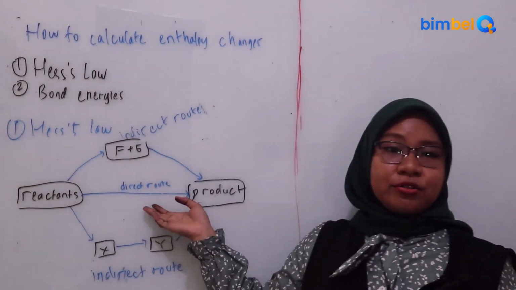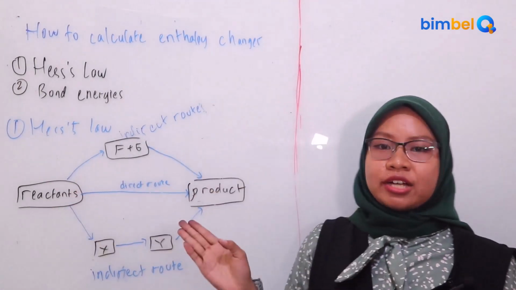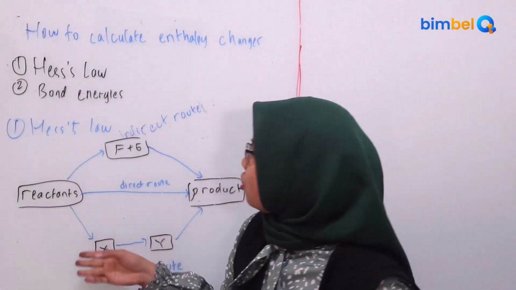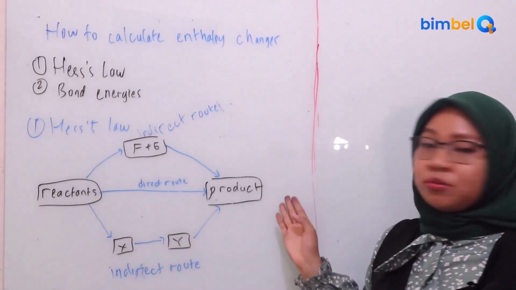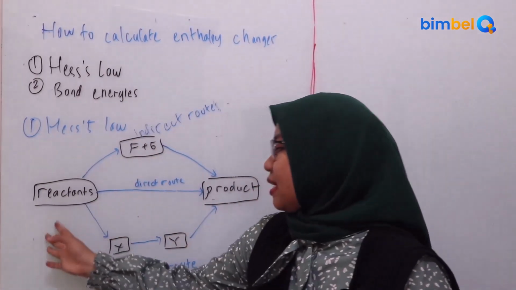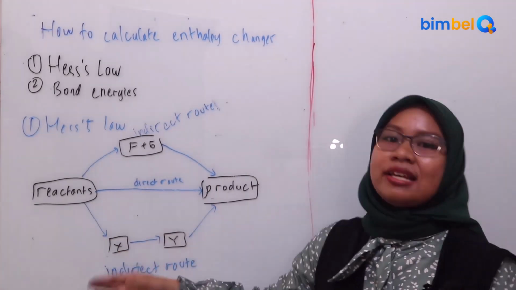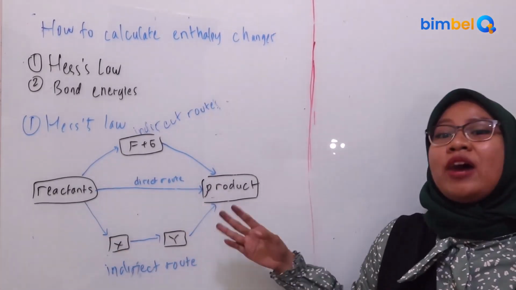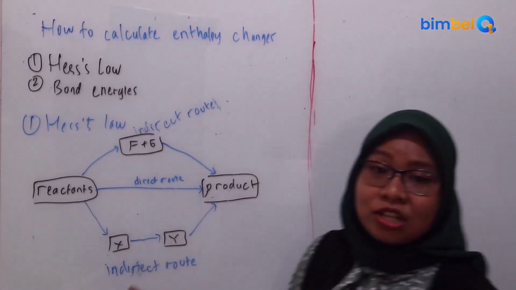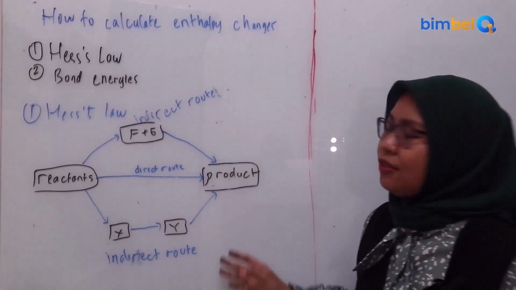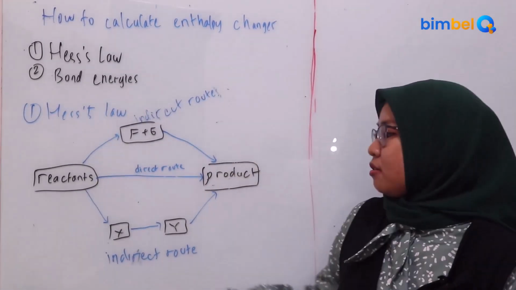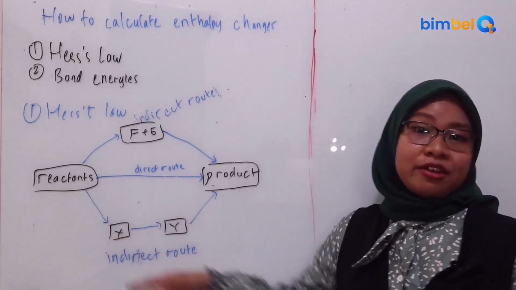Okay, so this is the direct route where the reactant directly reacts to form the product, and then there is also the indirect route where an intermediate is formed to finally form the product. There is the reactant, which forms the first intermediate, then the second intermediate, before finally the product is formed. And Hess's law states that both the direct and indirect routes will give the same delta H value, no matter how many steps are in the indirect route.